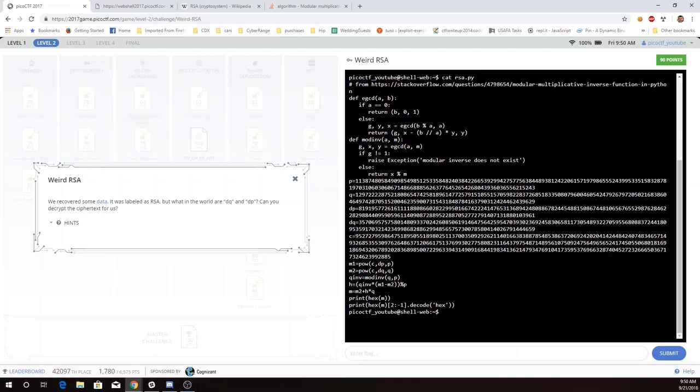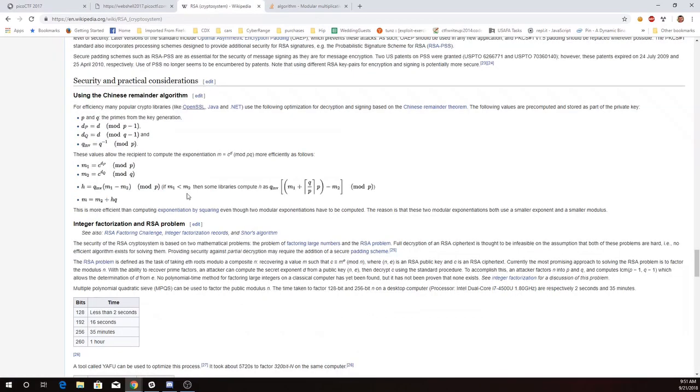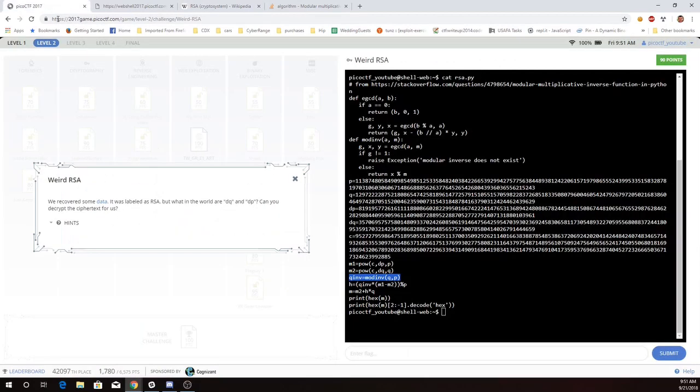I've plugged in the values of P, Q, DP, DQ, and C that we've gotten from our data. We need to know Q inverse, which is the multiplicative inverse of Q mod P. I'm computing that there using this algorithm. I'm going to follow this algorithm. M1 is C raised to the DP mod P. M2 is C raised to the DQ mod Q. H is Q inverse times (M1 minus M2) mod P. And M is M2 plus H times Q. Right, so I have all those things here: M1, M2, H, and M.